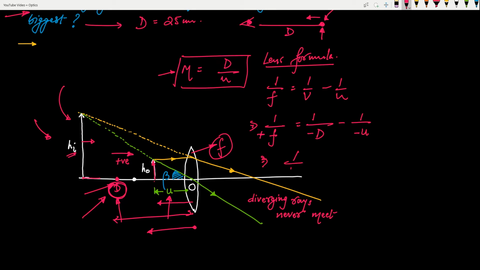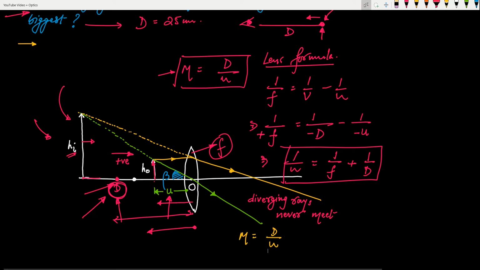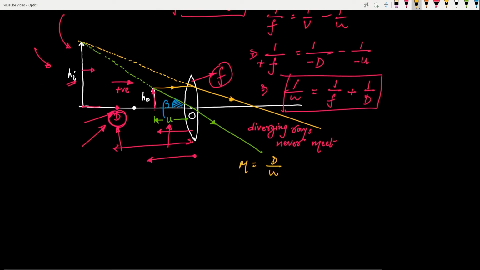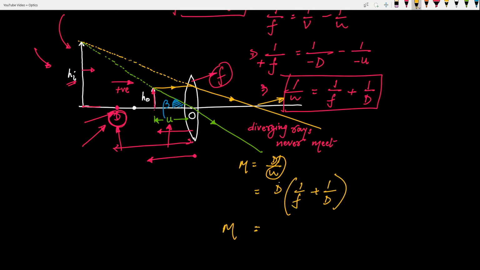Now if we solve, then from here we can say that 1 by u is equal to 1 by f plus 1 by D. Once this is clear, we get our answer. Magnification is D by u, isn't it? This is the formula we know. Now if you just put the value of 1 by u that we got here, 1 by u can be replaced by 1 by f plus 1 by D. And if you take the D inside the bracket, then we will get 1 plus D by f. So this is our maximum magnification when the image is produced at the distance of distinct vision.